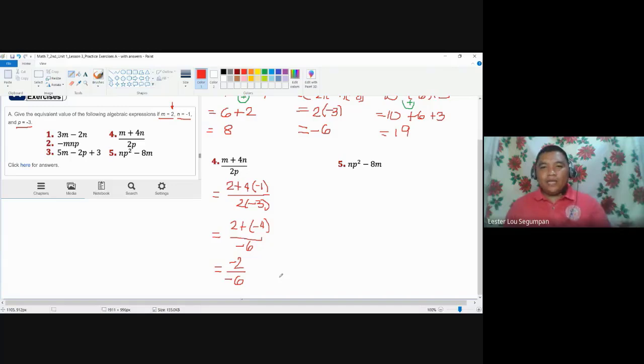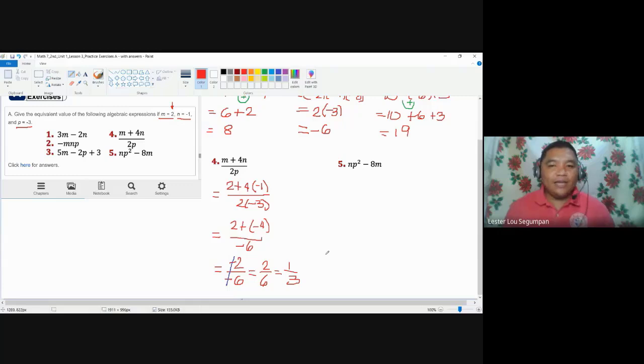Now that your numerator is just one term and your denominator is just one term, you can now simplify or divide if it's possible. So division of negative and negative will become positive. 2 over 6, simplify it further, will result to 1 third. So this is the result when m is 2, n is negative 1, and p is negative 3 for the expression m plus 4n all over 2p.